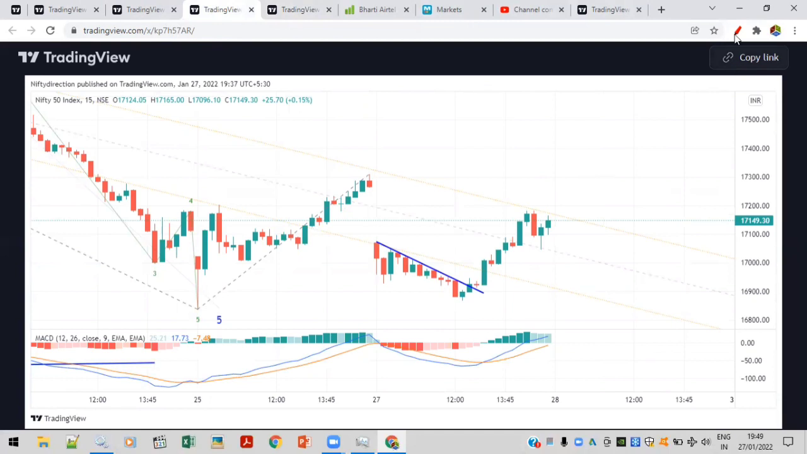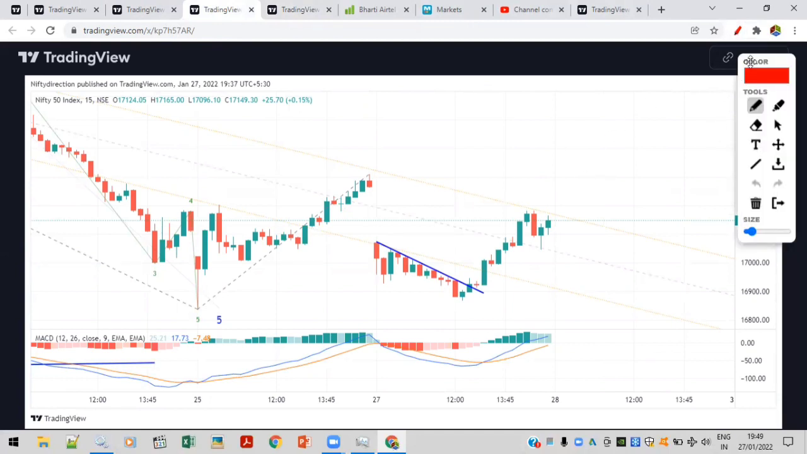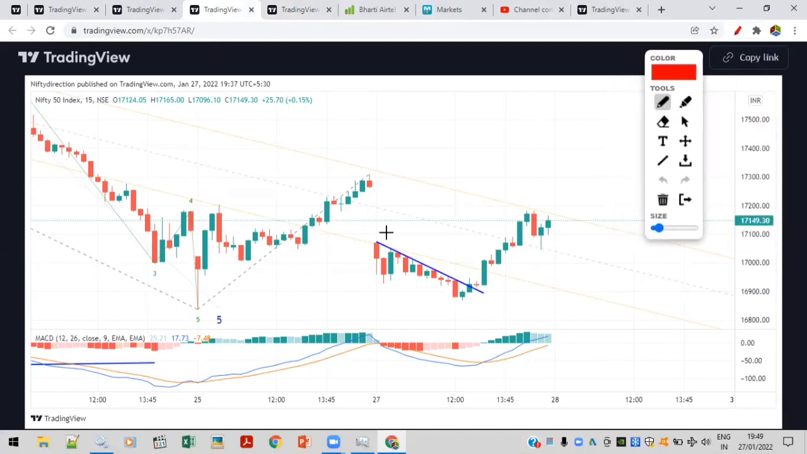So simply with price action, you will be able to find out the reversal points. Here after gap down opening, you could see two bearish candles. Then the entire half day, it went down towards 16,860, and here you could clearly see a trend line has been formed.